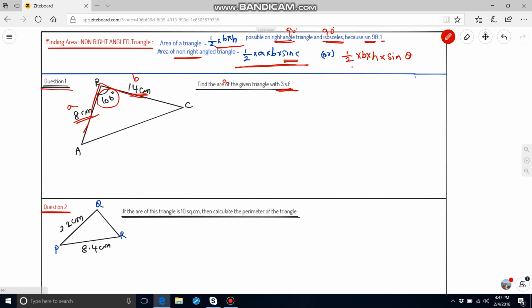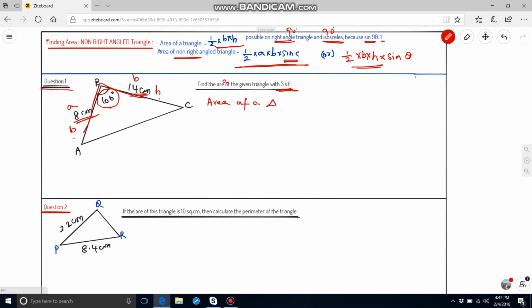If you want to use this half base height form, you can write this is base and this is height. It doesn't mean the base must be horizontal and the height must be vertical in a non-right angle triangle. Here b and h give the meaning to get the angle 106 degrees. Here we can start the formula.